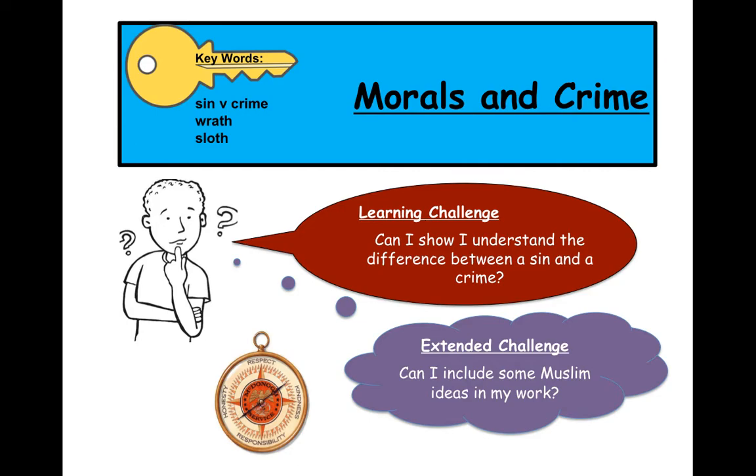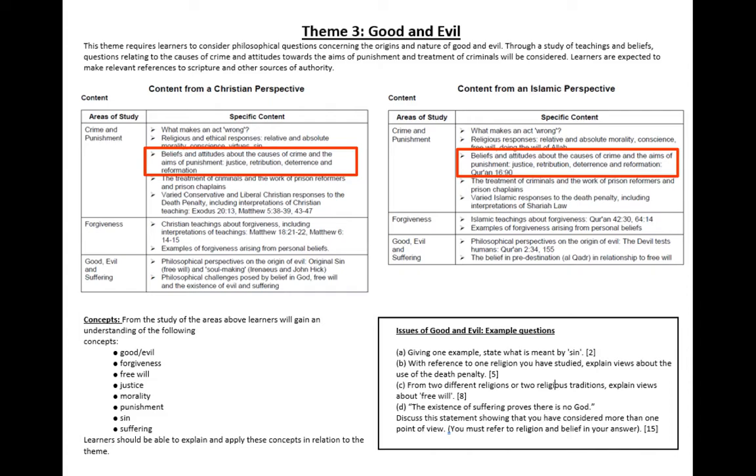So we'll crack on. Sin versus crime. Sin and crime are the two main words we're going to be paying attention to today, and wrath and sloth. Now, I'm not going to tell you the definitions because those will become apparent during the lesson. Looking at the specification, as you can see, we've done the top parts, we've done this bit here, and now we're on this section here: beliefs and attitudes about the causes of crime, and then next lesson we're going to do the aims of punishment. So I've split this lesson into two.